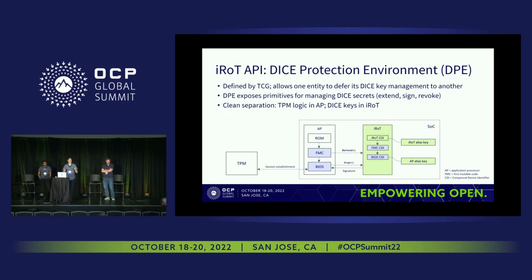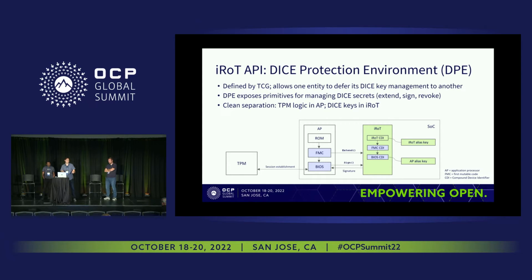So we want to introduce a spec that TCG has been working on and is close to their first publication on, called DICE Protection Environment. This is basically putting a DICE oracle in the IROT such that code on the AP can call it for services. I can extend the DICE chain. I can give you some measurements, and you'll derive a new CDI in the IROT. I can call sign with that current context, so whatever CDI is derived from all the measurements I've made so far, you'll sign data for me, so I can bootstrap other protocols.